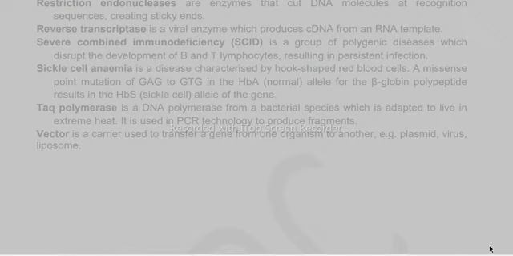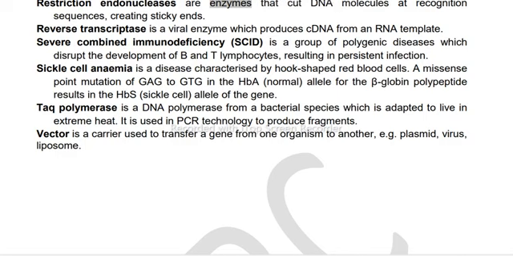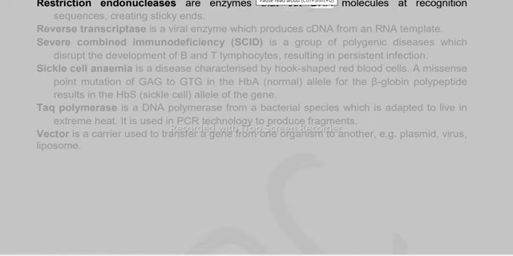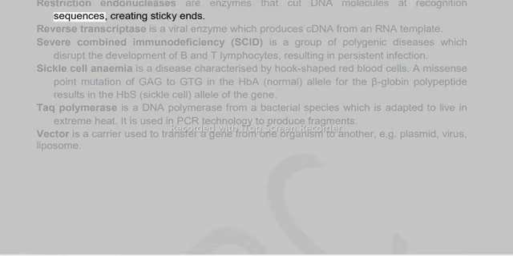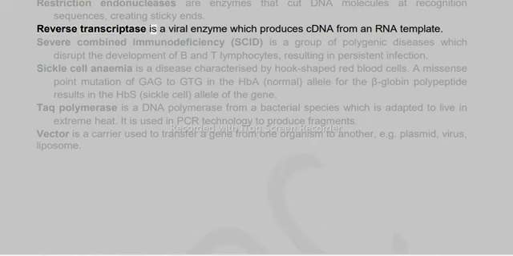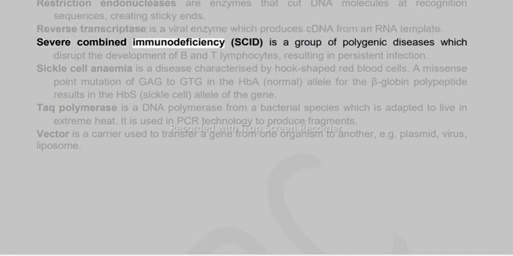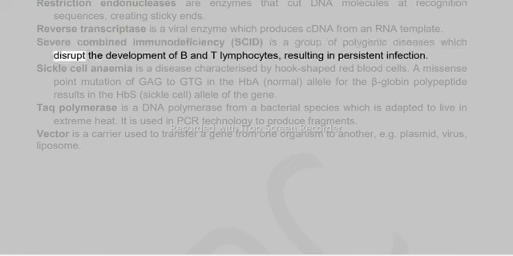Restriction endonucleases are enzymes that cut DNA molecules at recognition sequences, creating sticky ends. Reverse transcriptase is a viral enzyme which produces cDNA from an RNA template. Severe combined immunodeficiency, SCID, is a group of polygenic diseases which disrupt the development of B and T lymphocytes, resulting in persistent infection.